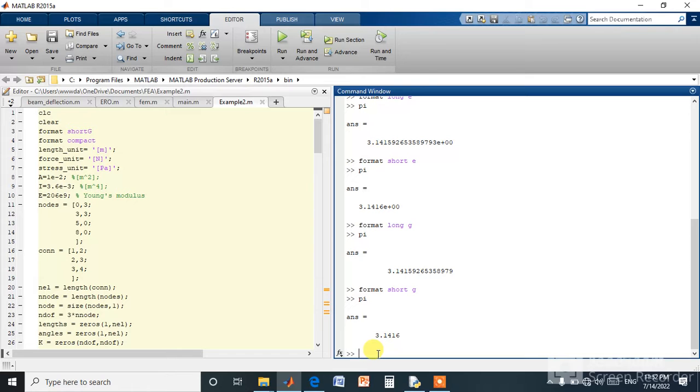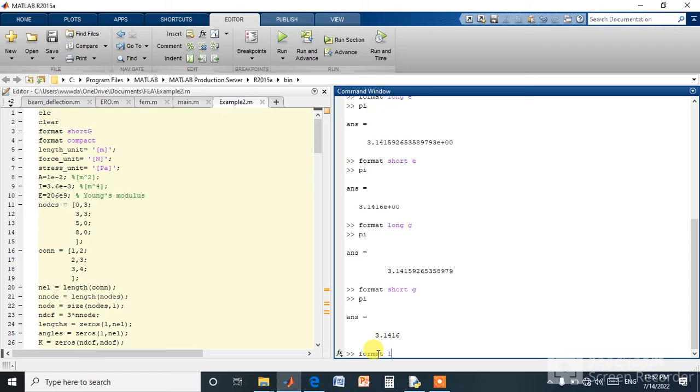We have two types of formatting system also. We have the compact format and the loose format. When you see compact, you bring it close. Loose, you let it loose, you give it space. So whenever we say compact format, I'm going to run it. I'm going to type format.